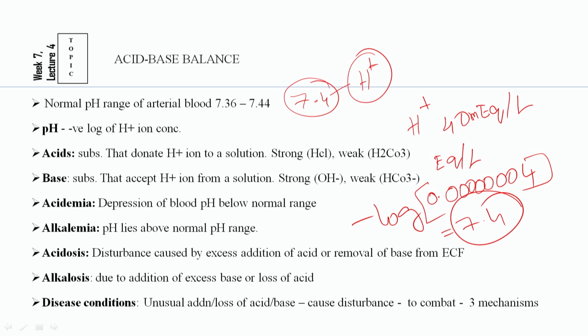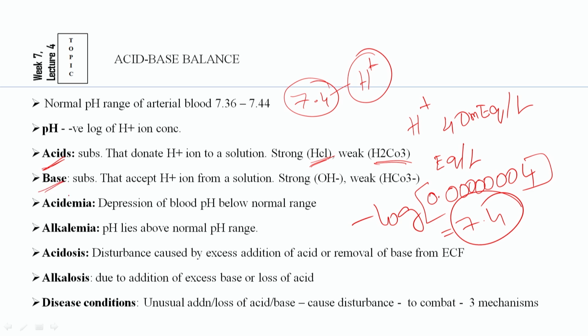Let us see some of the important definitions or terminologies related to acid-base balance. The first is acid. What is an acid? An acid is a substance that donates a hydrogen ion to a solution. An example of a strong acid is HCl, whereas an example of a weak acid is carbonic acid, H2CO3.